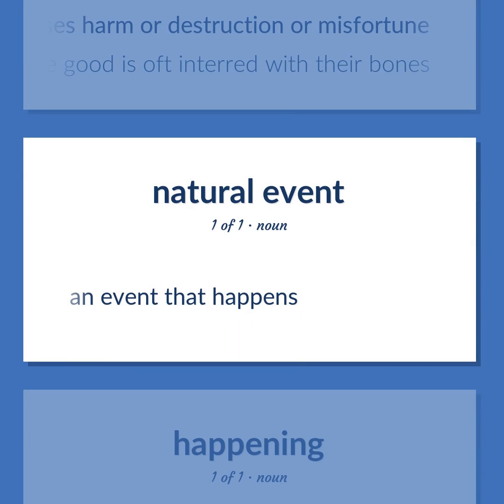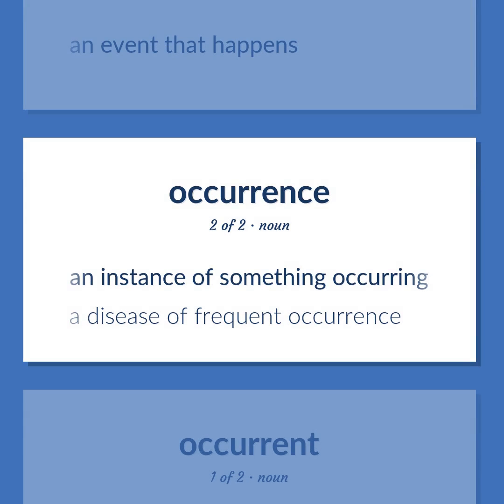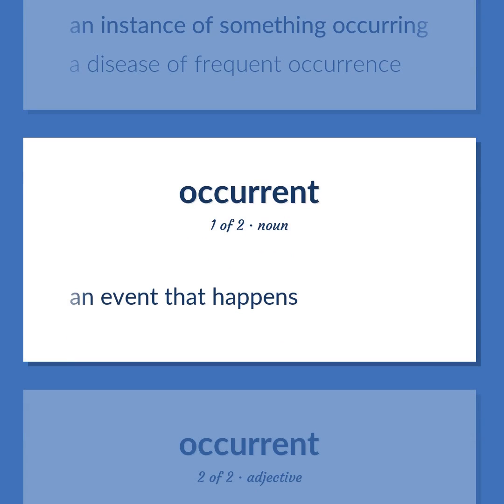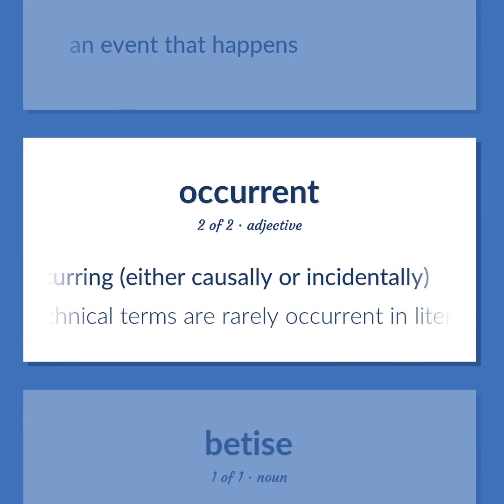An event that happens. An instance of something occurring. A disease of frequent occurrence. An event that happens. Presently occurring, either causally or incidentally. Technical terms are rarely occurrent in literature.